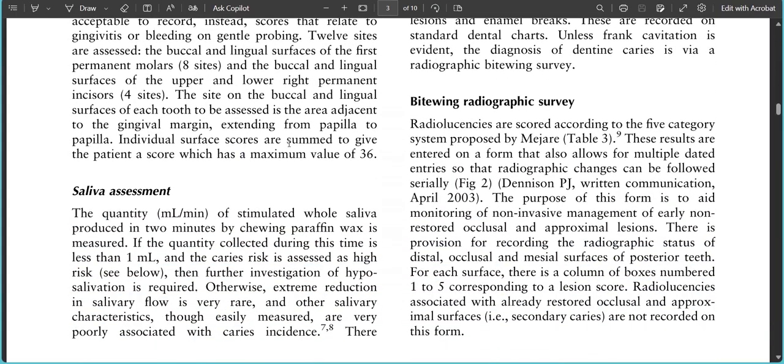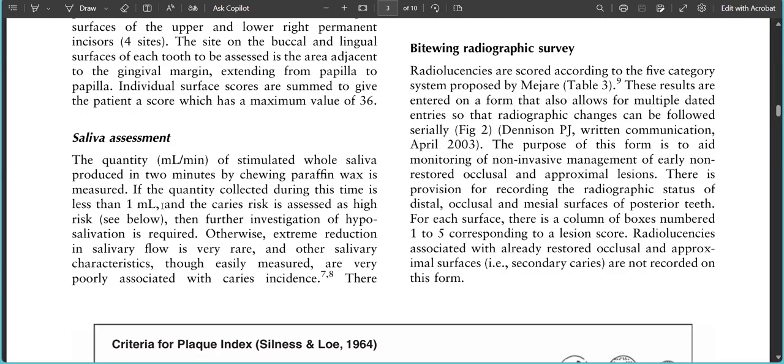Then the third step will be the saliva assessment. Generally, in this we just assess the quantity of the saliva, because we need the saliva for flushing away the bacteria and food particles, and also the buffering capacity of the saliva, right? So generally this saliva test is done in the hospital, in which they give the patient chewing paraffin wax. They need to chew it for 2 minutes, and then they will collect the saliva and measure its quantity.